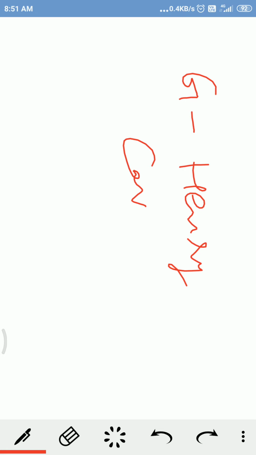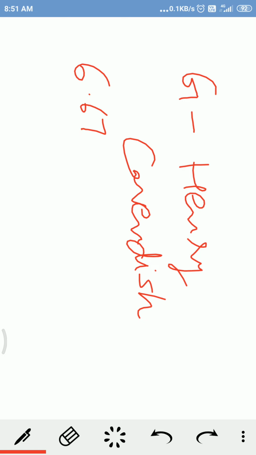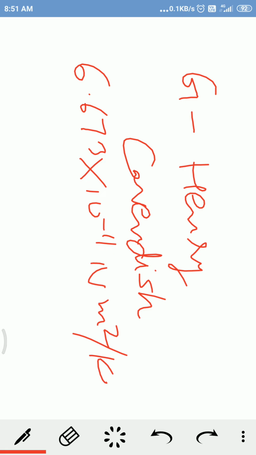Now the value of G was found by Henry Cavendish using a sensitive balance. And what is the value of G? It is 6.673 into 10 raised to power minus 11 Newton meter square per kilogram square.